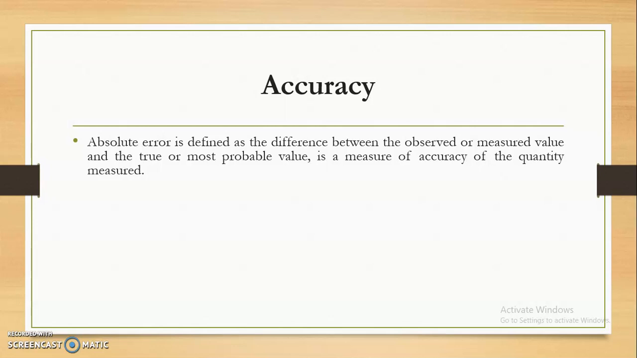So what is the meaning of error? Absolute error is defined as the difference between the observed or measured value and the true or most probable value. Observed or measured means the value that we have got after performing the analysis, which is also known as the practical value. So absolute error is nothing but the difference between the practical value and the true value. In simple words, it is a measure of the accuracy of the quantity measured.